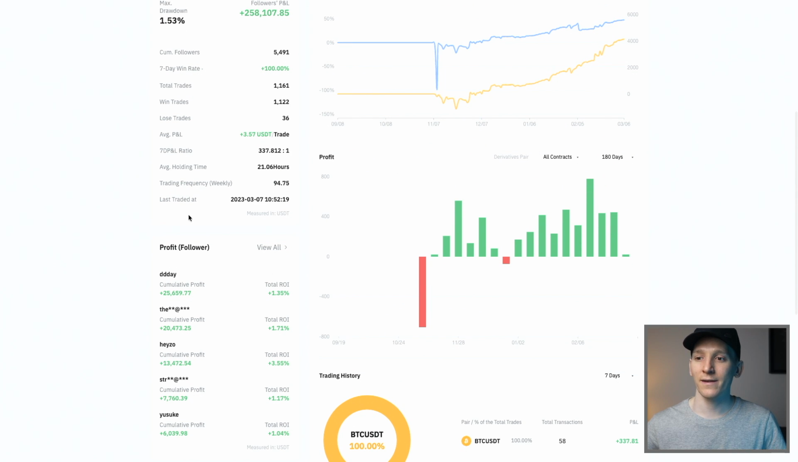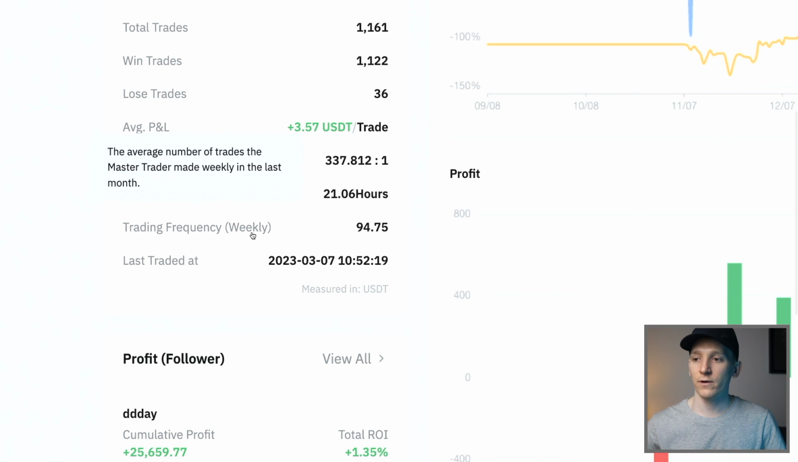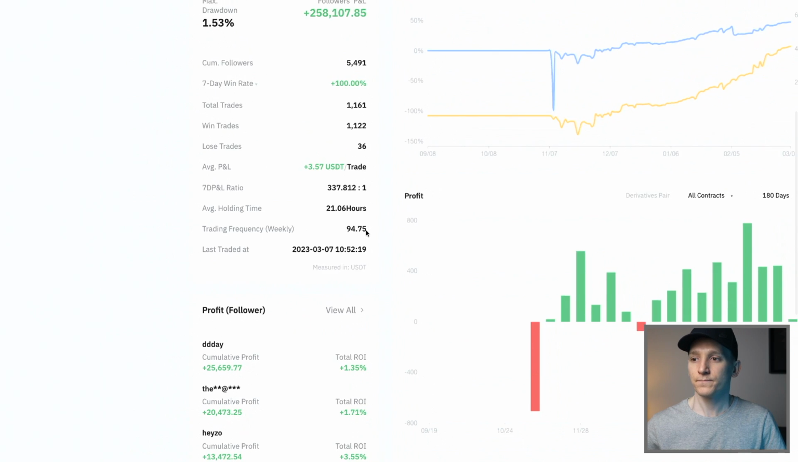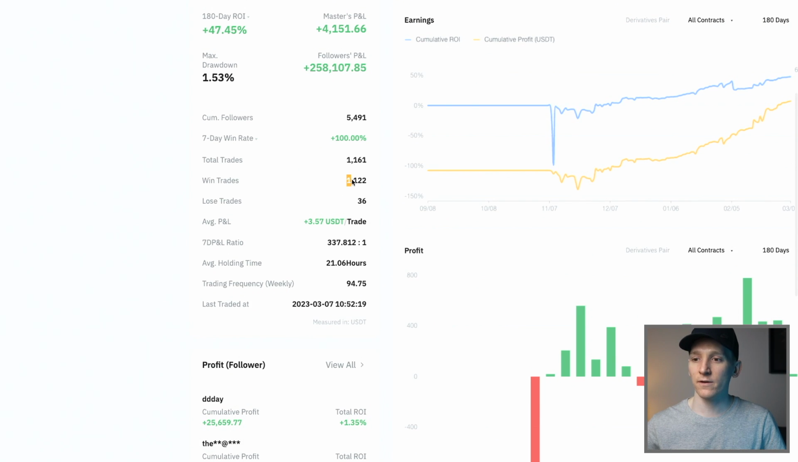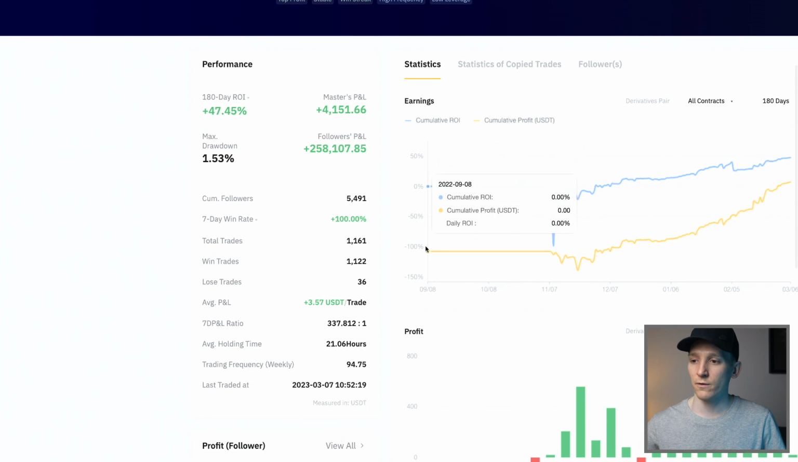So what we can see here is average holding time. So average holding time is around 1 day. Let's call it 21 hours. It's probably 2 trading days. And then the trading frequency is quite high as well. And winning trades 1,000, losing trades 36. That's a very good win ratio on trades, right? So that's the reason why the profits have been so good for this trader.